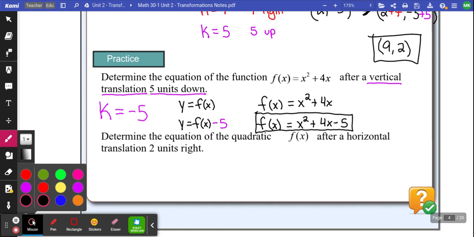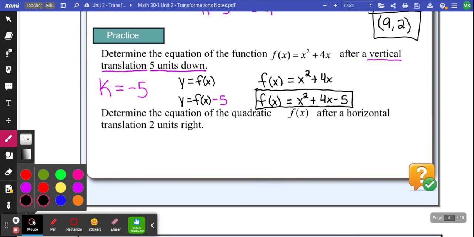Okay, the horizontal ones are trickier. So the next one says, determine the equation of the quadratic, f of x, so same function, after a horizontal translation of 2 units right. Horizontal translation 2 units right. They are talking about your h value being 2. It would look like this. You started with f of x.